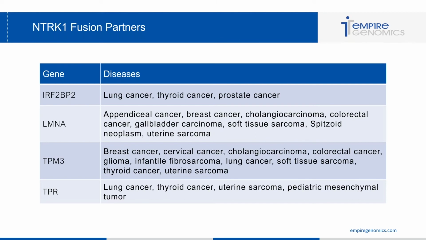Looking at the fusion with the LMNA, there's obviously quite a list here, but a few just to touch on are gallbladder carcinoma, breast cancer, colorectal cancer. Fusion of the NTRK1 with TPM3 has been found in breast cancer, cervical cancer, colorectal cancer, amongst others. You can see the list there. And the fusion of the NTRK1 with the TPR has been found in lung cancer, thyroid cancer, uterine sarcoma, and pediatric mesenchymal tumor.